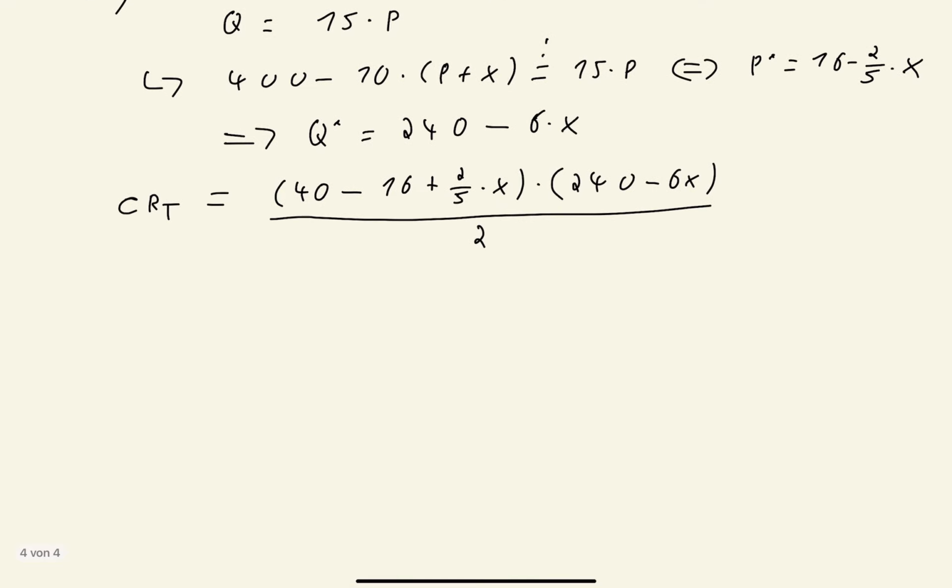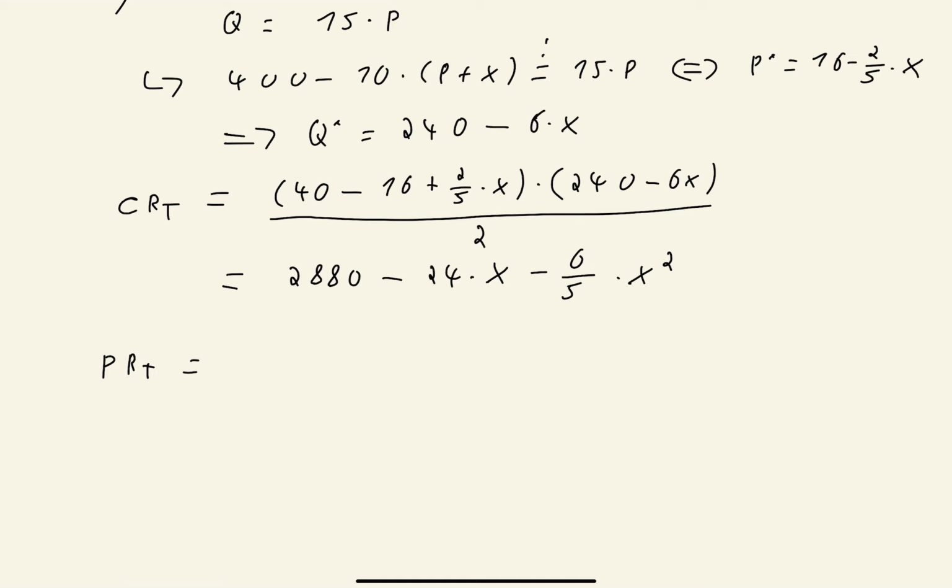And now if you calculate this, use a calculator or some software on your computer, you get 2,880 minus 24 times x minus 6 divided by 5 times x squared. Okay, so this is the consumer rent with taxes, depending on the height of the tax. So we can do the same for the producer rent.